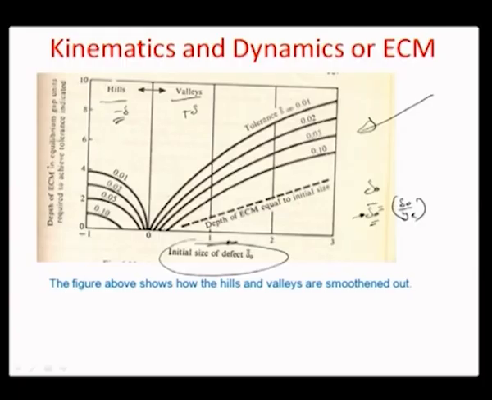And then on the y scale we are plotting here the depth of ECM in equilibrium gap units required to achieve the certain tolerance which is indicated.